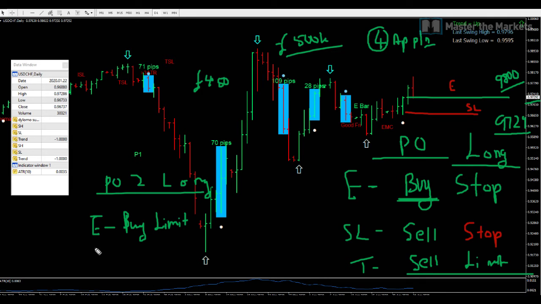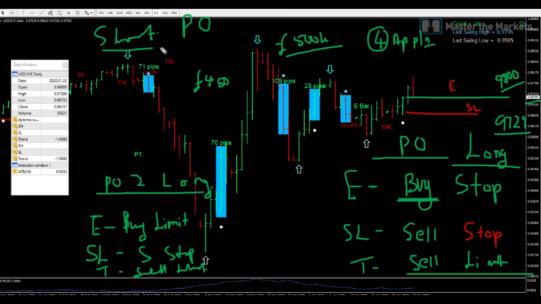Okay. The stop loss will be the same, sell stop. And the target will remain the same, a sell limit. Okay. Good. So we understand that. Now we look at a short order of a pending order.